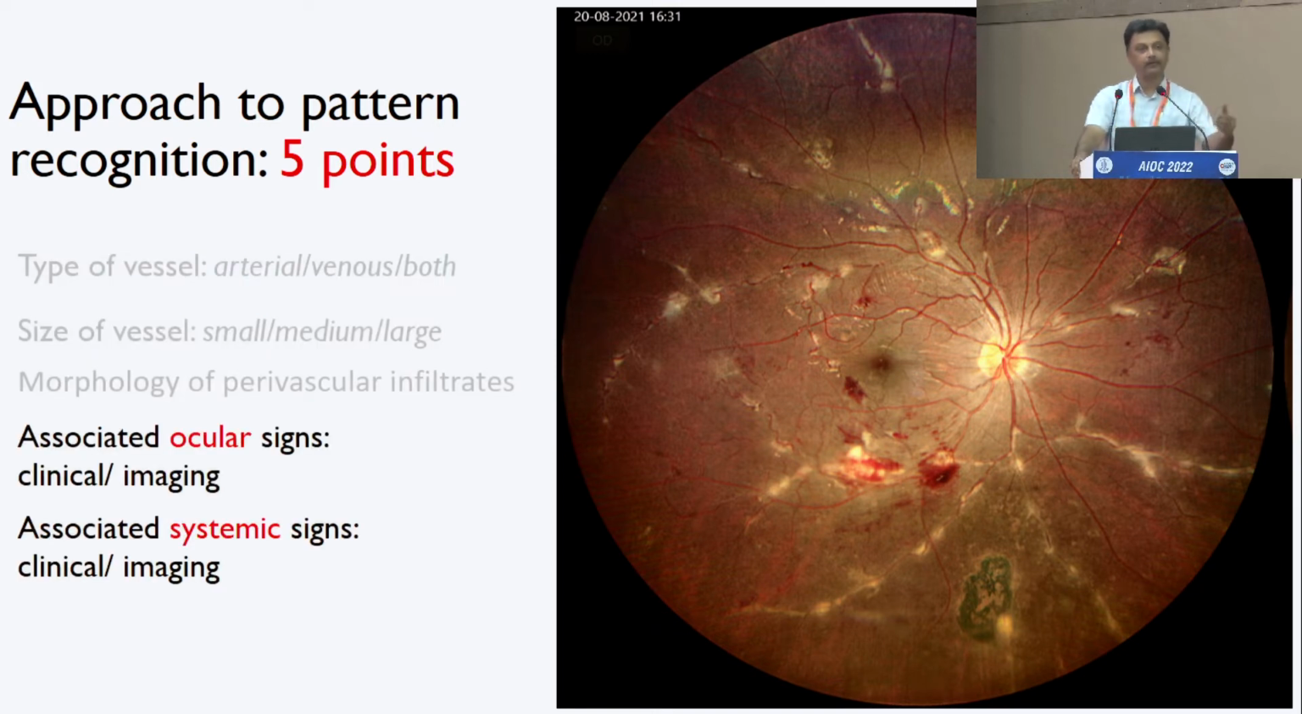But the part that we are going to discuss here is the associated ocular signs and the associated systemic signs that will lead you to the diagnosis of either an infectious retinal vasculitis or a systemic disease associated with a retinal vasculitis.